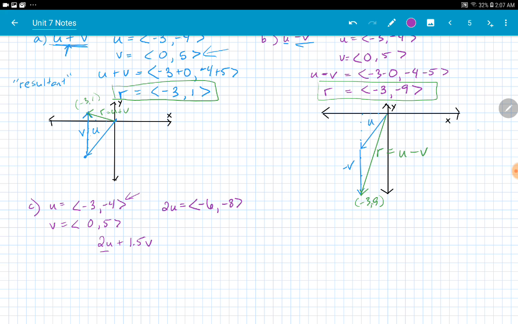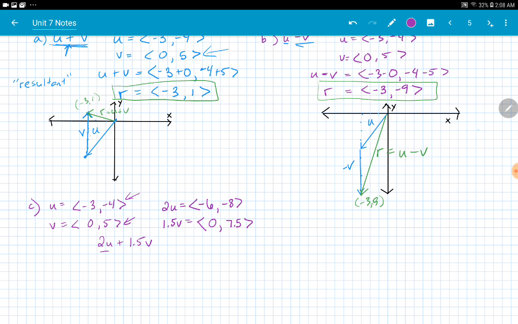And I need 1.5v. So this is v. I have to multiply each piece by 1.5. So 0 times 1.5 is 0, and 5 times 1.5 is 7.5. That's 1 full 5 and then half a 5.